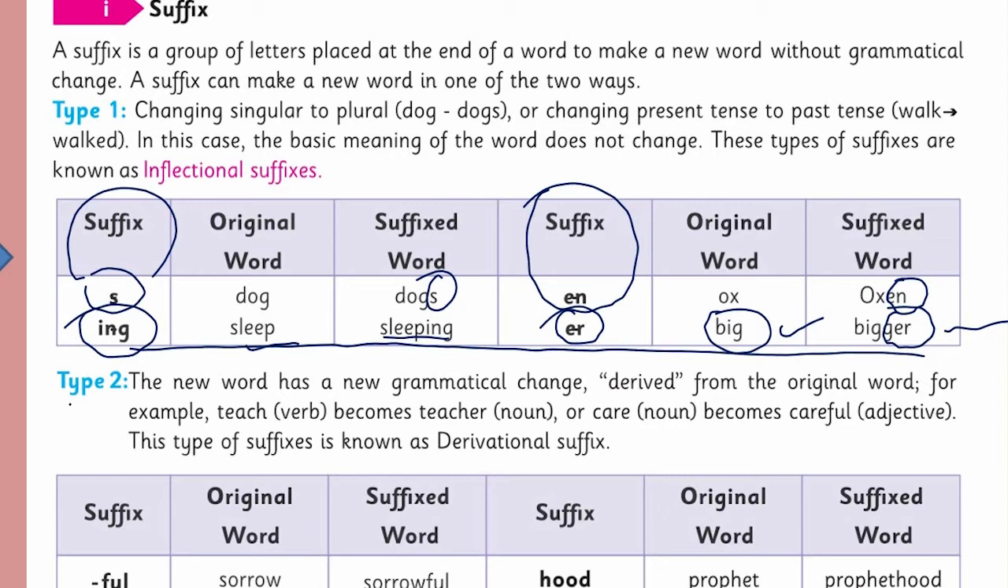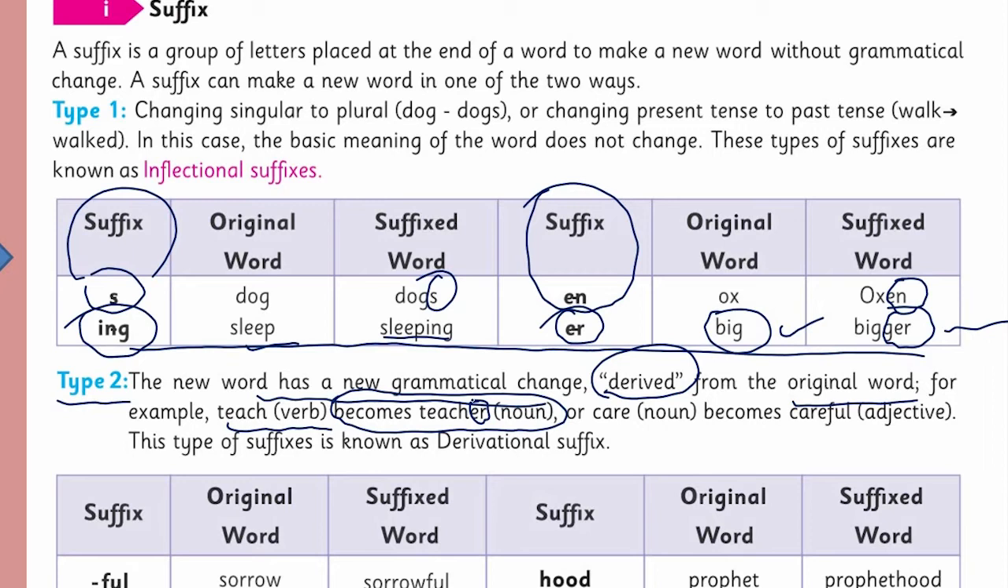Now look at type number 2 here. The new word has a new grammatical change. Derived means taken from the original word. For example, teach is a verb here. It becomes teacher when we add the suffix er here. So it converted into a noun.